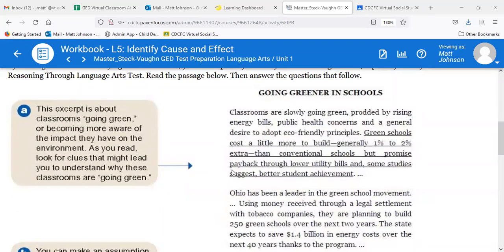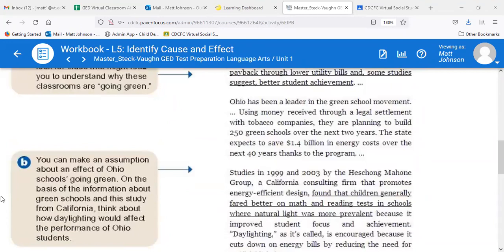What's causing that? That's one of the questions you can ask yourself. Are they going to answer that? What way is this passage going? What are they looking for? Or what are they telling me? And same here. So you can make an assumption about an effect of Ohio schools going green on the basis of the information about green schools. And the study from California, think about how daylighting would affect the performance of Ohio schools. Again, under that, the underlying part there found that children generally fared better on math reading tests in schools where natural light was more prevalent.